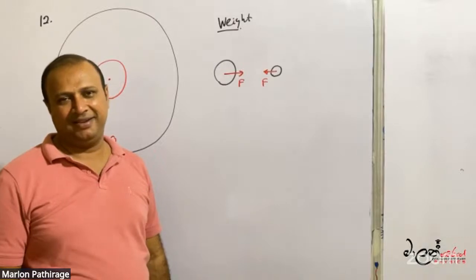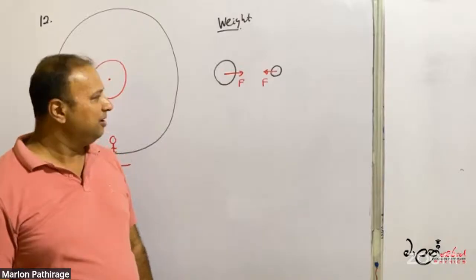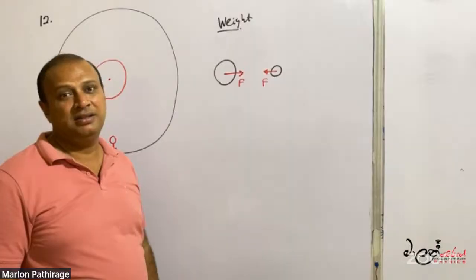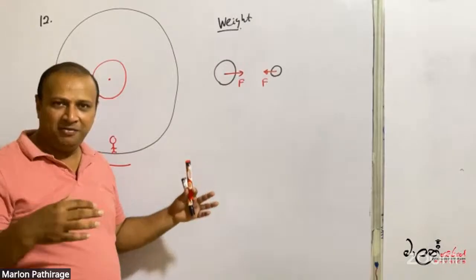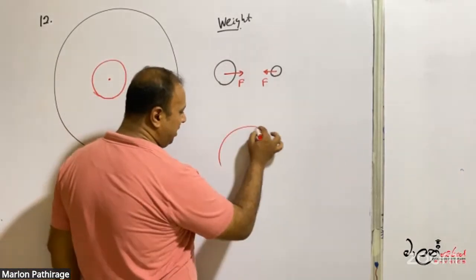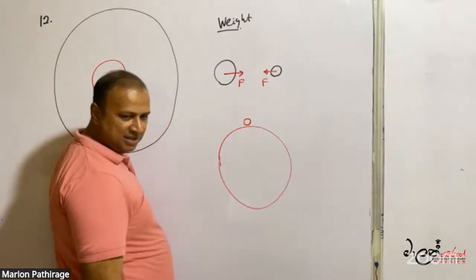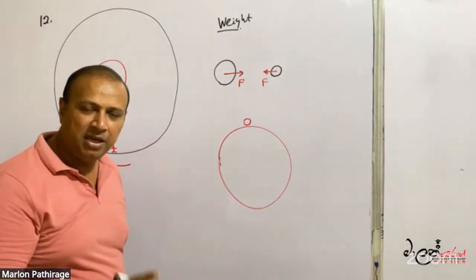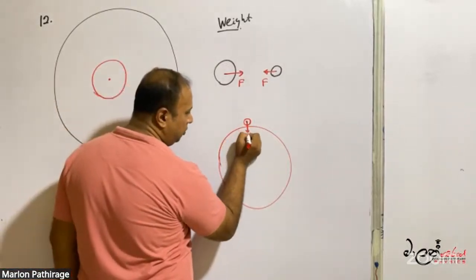Now this is a small object. Suppose now this object is on a larger object. It is something like we are on the earth. Now this is the bigger mass, and here is the small mass. Now, how to mark the gravitational force? It should be center to center, from here to here.